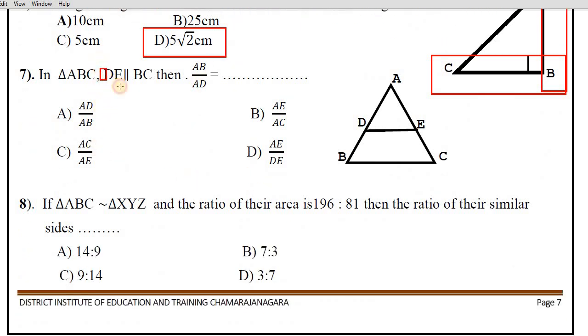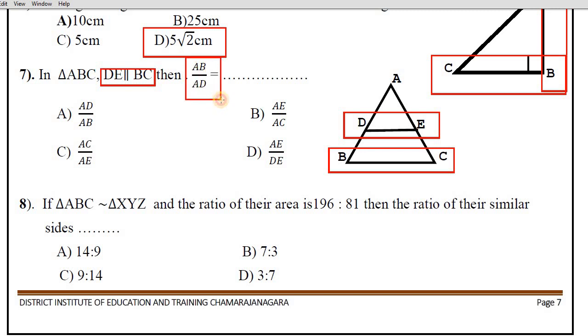In triangle ABC, DE is parallel to BC. Look here, DE is parallel to BC. Then AB by AD. Where is AB by AD present, children? See, it is present on the left part of the triangle. AB means this full length, children, and AD means only the upper part. So here also you want to take the full length of the right side, that is AC, and the upper part of the right side is AE. So AC by AE. So here option C is correct for question number 7.